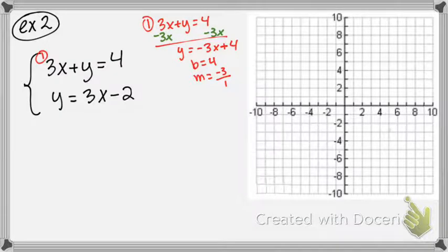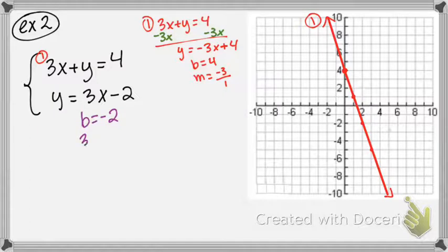Let's graph that. Start at 4, and then go down 3 and over 1, down 3, over 1, down 3, over 1, and that is our first equation. Our second equation, luckily, is already in y equals mx plus b form, so we can see our y-intercept is -2 and our slope is 3, which as a fraction is 3/1. At -2, we put our point, and then go up 3 and over 1, up 3, over 1, and let's do one more, just like that. And we'll put in our line.